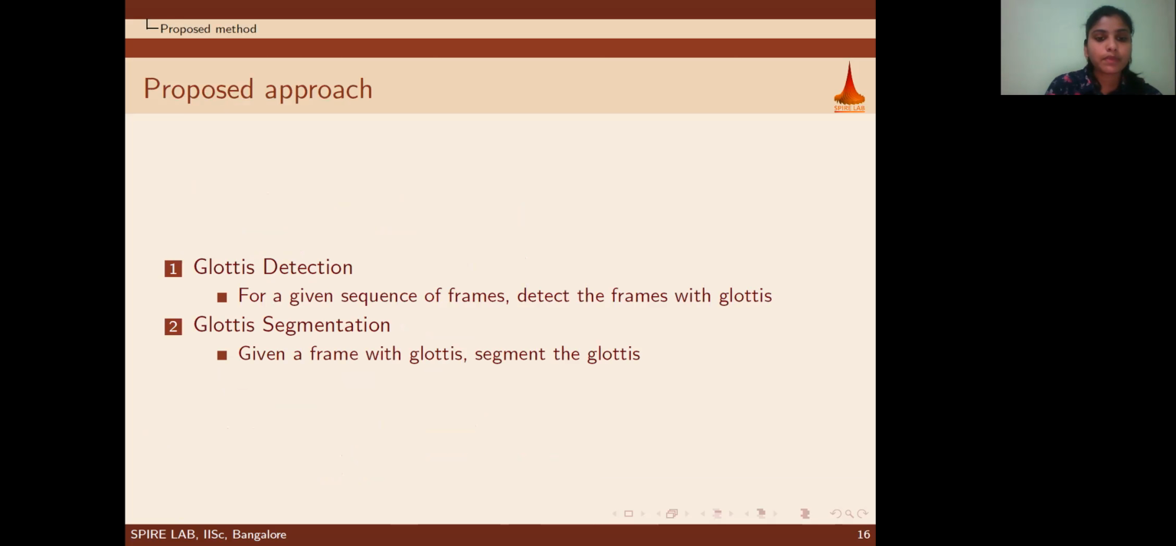The proposed approach mainly involves two steps. One is glottis detection, in which for a given sequence of frames, detect the frames with the glottis. And another one is glottis segmentation, where for a given glottis image, segment the glottis.